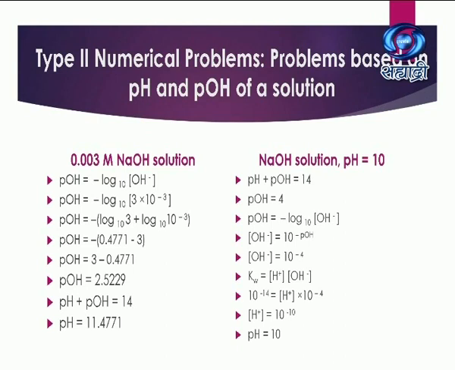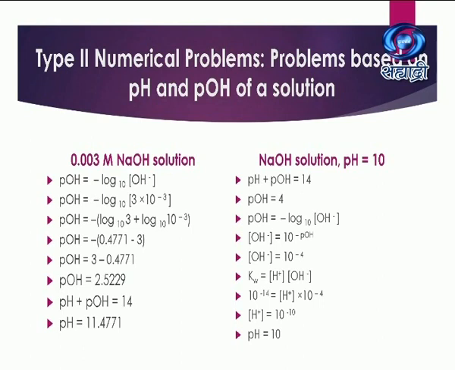So pH is equal to 10. So pH greater than 7, and so it is alkaline solution. So find out first pOH to find out its OH minus ion concentration. So pH plus pOH is equal to 14. pOH comes out to be 4 from pH value given as 10.